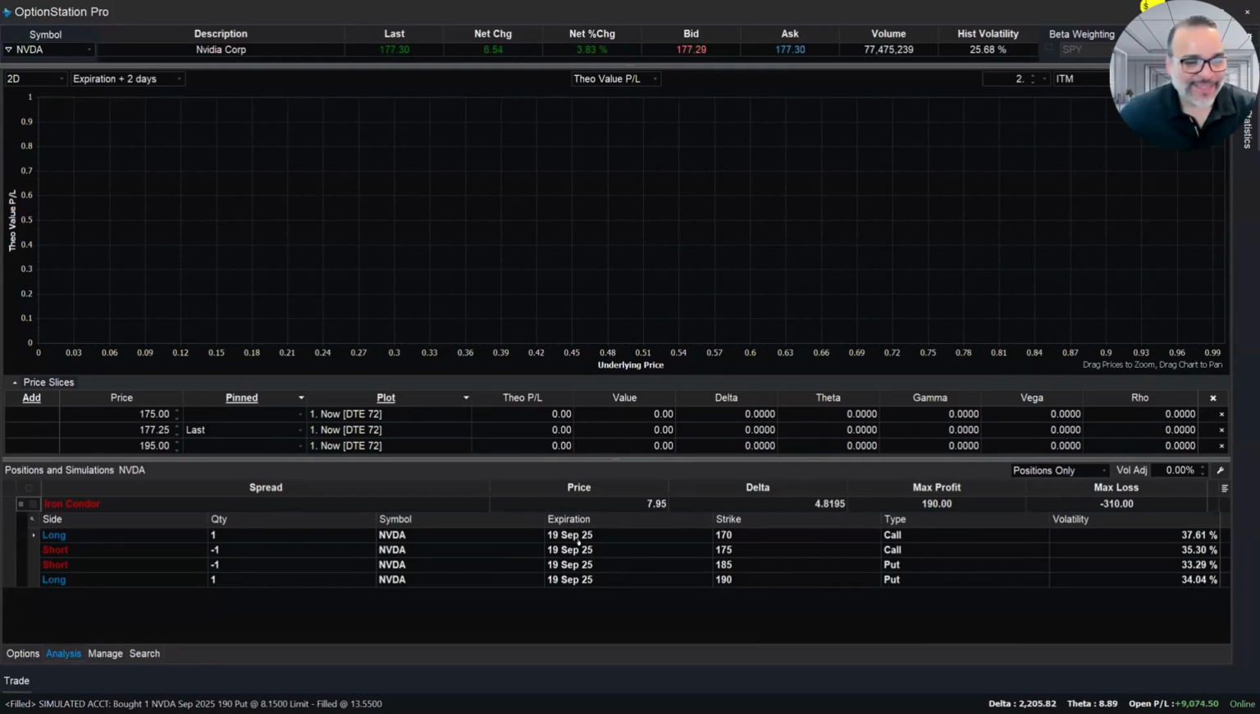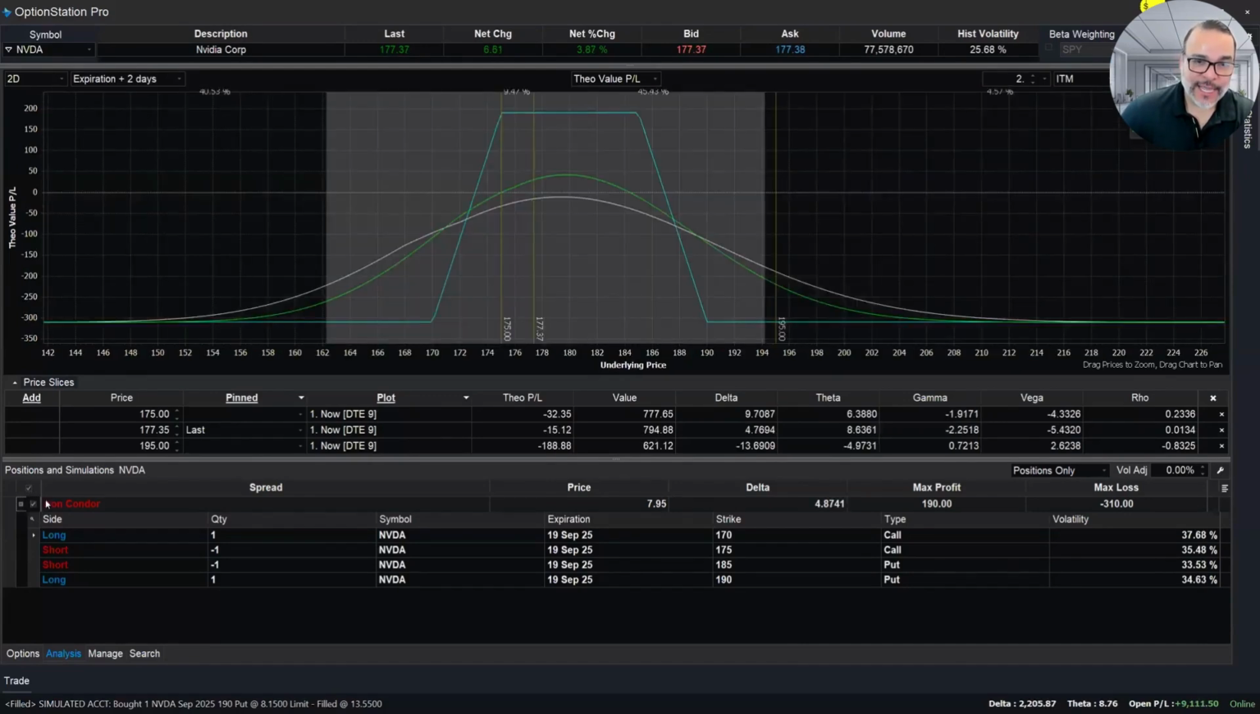So let's take a look at this graph. Notice that I don't see anything here because the iron condor is not checked. Anything you have checked here on the left-hand side is going to be represented here on the top. All right. So here's the iron condor. The current price of NVIDIA can be represented here with these yellow lines. The yellow lines in the graph are these price slices that are here in the middle.